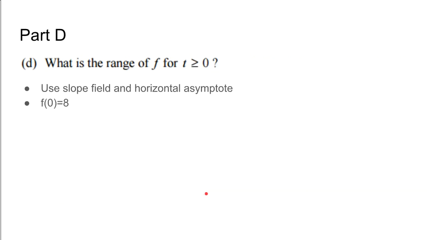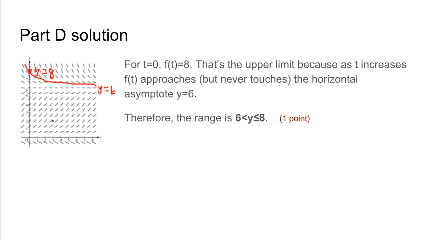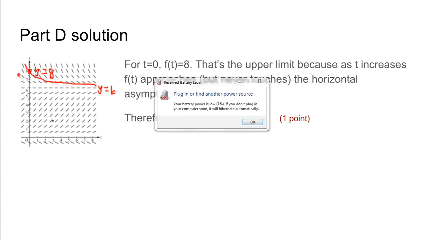All right. So last but not least, here's part D. Part D asks you to find the range of the function when t is positive. Pause and see if you can get it. Okay, so given the initial condition of f of 0 equals 8, you can see from the slope field that f is a decreasing function on the interval with this initial condition. And it will continue to approach, but it will never touch y equals 6, the horizontal asymptote. Therefore, the range, or the interval of y values covered by this function, is from 6 here to 8.